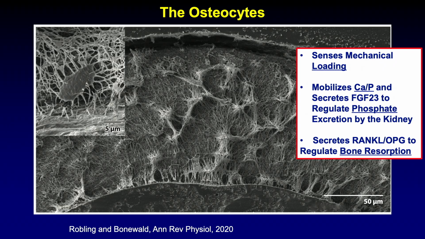And they are the source of a hormone, FGF23, which targets the kidney and regulates the excretion and absorption of phosphate. Of course, they are in a very good position to know what's going on with phosphate. And finally, they secrete two cytokines, one called RANK ligand and the other called osteoprotegerin, that have opposite effects on the regulation of bone resorption. And we'll talk about that in a minute.